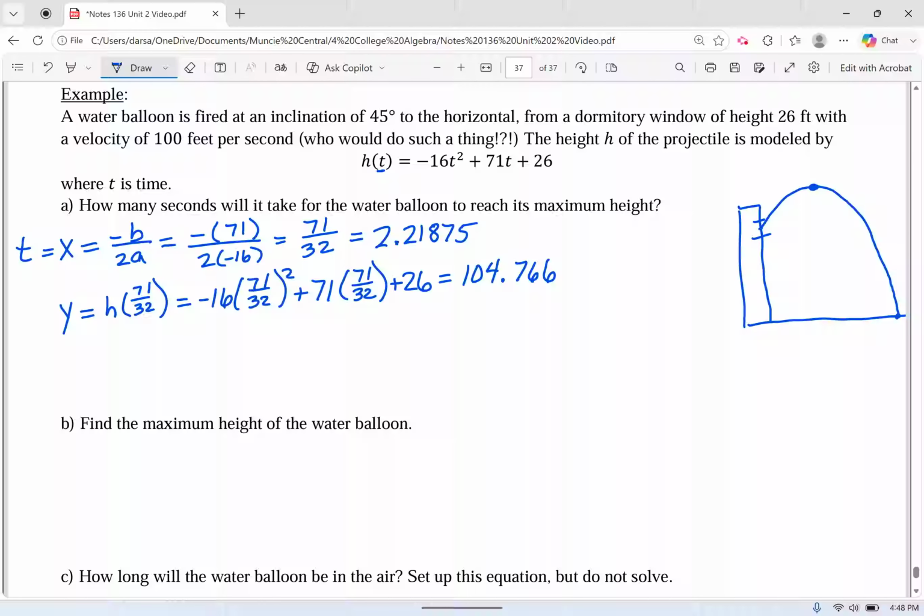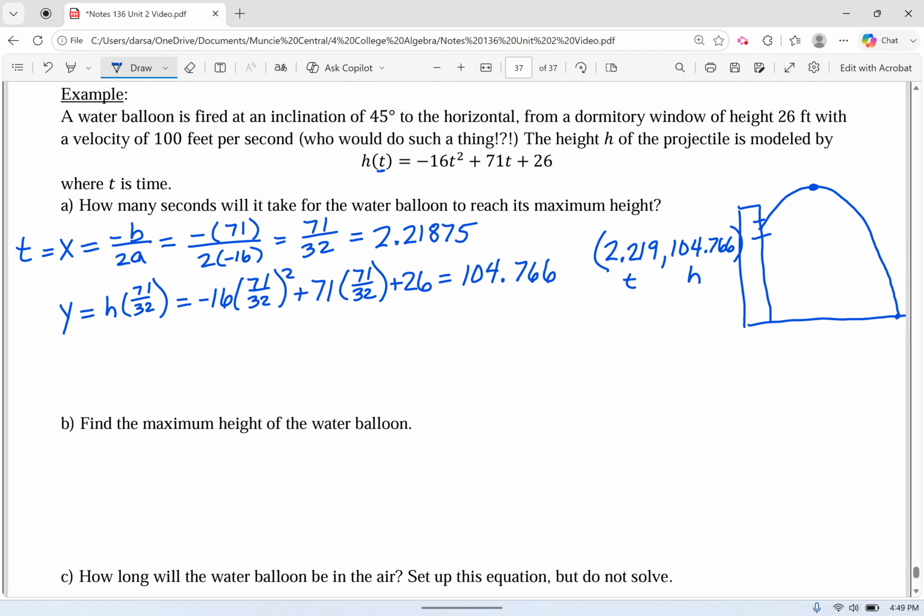So what is our vertex? The vertex is 2.219, comma, 104.766. That is our vertex. Now, every time you find a vertex in a word problem, you know it's not an x and a y, it's a something and a something else, right? So instead of x, we have the letter t. And instead of y, we have the letter h.